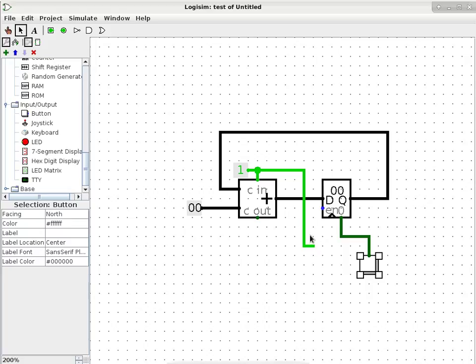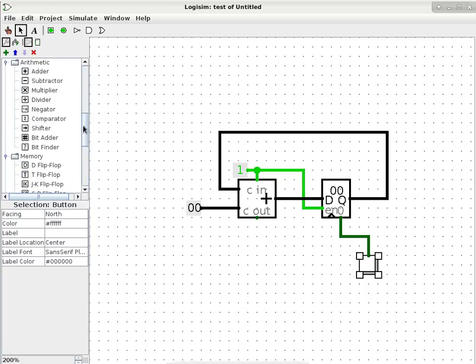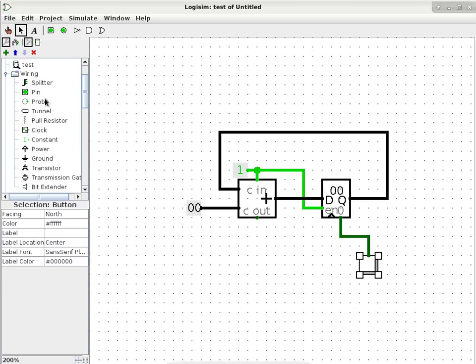Let's see. Put this back here. And this is the clock line. For the clock line, I'm thinking about using an actual clock. So let's use an actual clock here. Okay, so we go back to wiring, and then we pick out a clock. There we go. So we hook up the clock to the clock pin here. Okay, so now there are several things we can do.